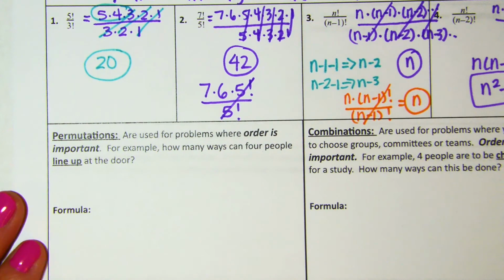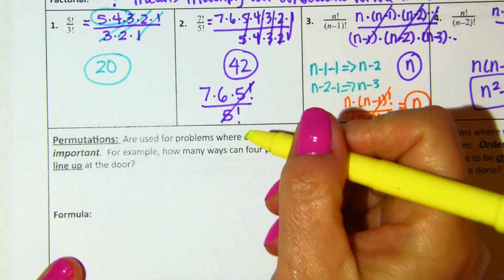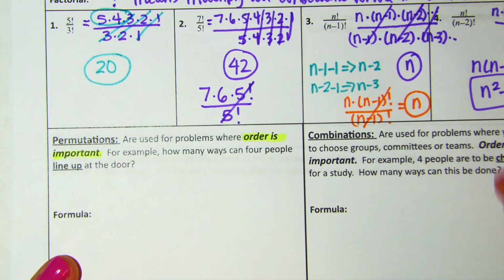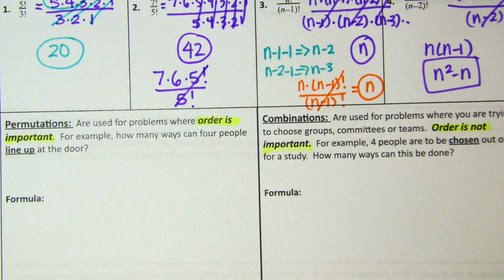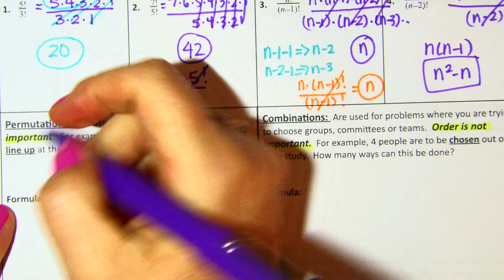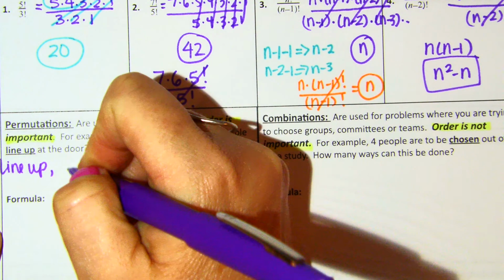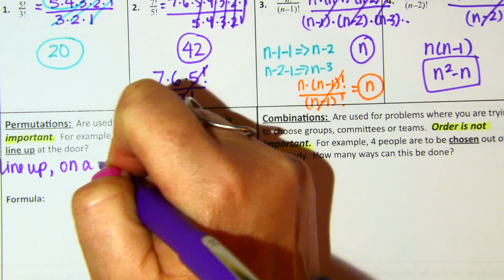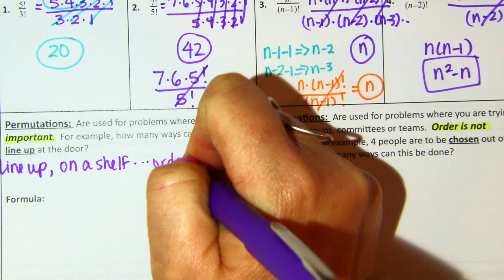Okay, permutations are finding out how many ways things can happen where order matters. Combinations is a way to figure out how many ways things can happen, but where order is not important. So permutations are whenever things are, for example, lined up on a shelf or something where order matters.